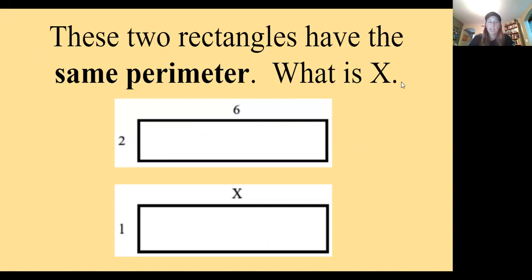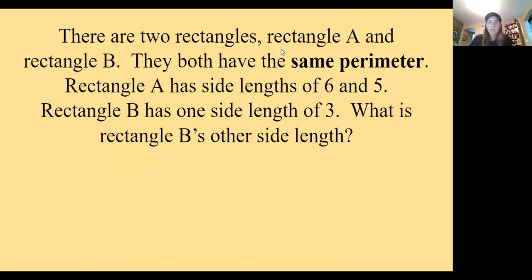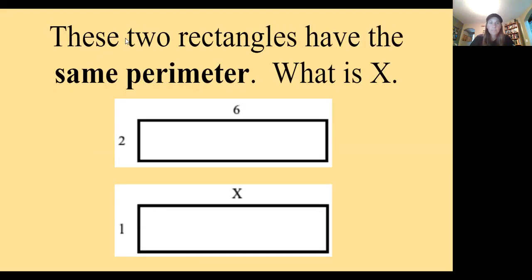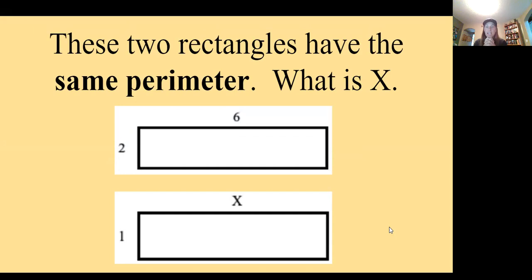Okay, this one is a little bit trickier. These two rectangles have the same perimeter. What is X? We don't know what the perimeter is, but we know that they have the same perimeter. There are a couple ways to do this. Let me show you the way that I think is the easiest. If they have the same perimeter, that means they have the same half perimeter, if that makes sense. So half of this perimeter is going to be the same as half of this perimeter because the shapes are the same, which means the red parts are going to equal each other. What is 2 plus 6?